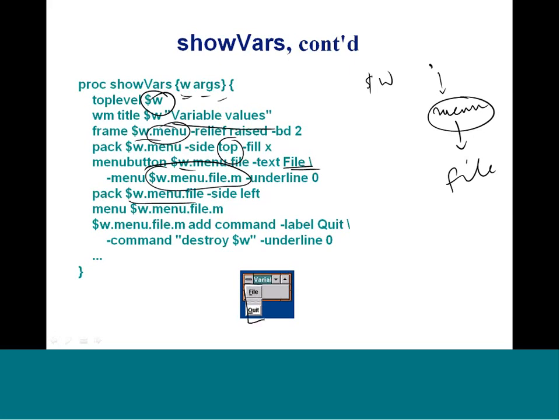As you can see here, the file has this thing called quit. So we specify the command as label is quit, and the command is actually destroy $w. If you want to underline the first one, that is underline 0 here, also underline 0. So F is underlined, and it's also given a shortcut, so you can click on F to open it and close things like that. So here the label is quit, and then we destroy the whole window using the destroy command, so that if you say quit, it completely erases this window.